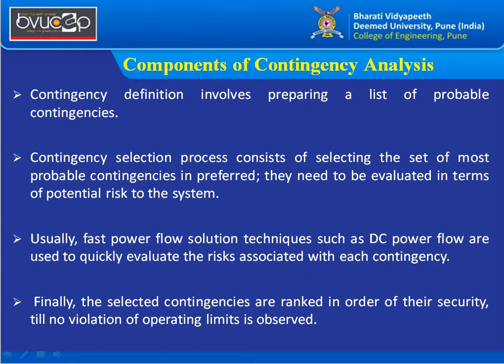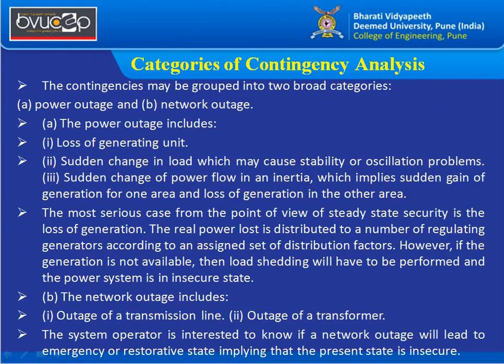As we have seen the advantages and disadvantages also, it is going to be helpful in iteration time, or we can say converging of the answer. It is going to be much faster as compared to AC load flow. That is why we go for DC load flow, and it is called the faster way of getting the solution for contingency analysis. So finally, the selected contingencies are ranked in the order of security until no violations of operating limits are observed. Then let us next discuss the various categories of contingency analysis.